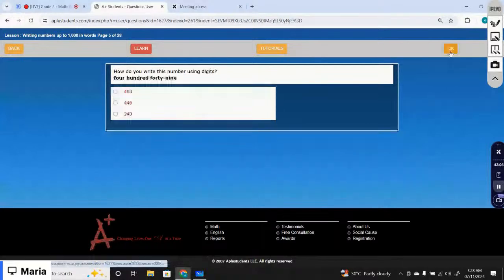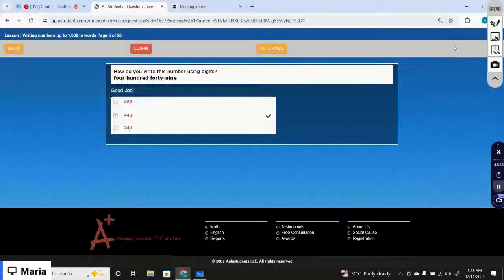How do you write this number using digits? 449. That is option number 2, the correct option. That is 449.